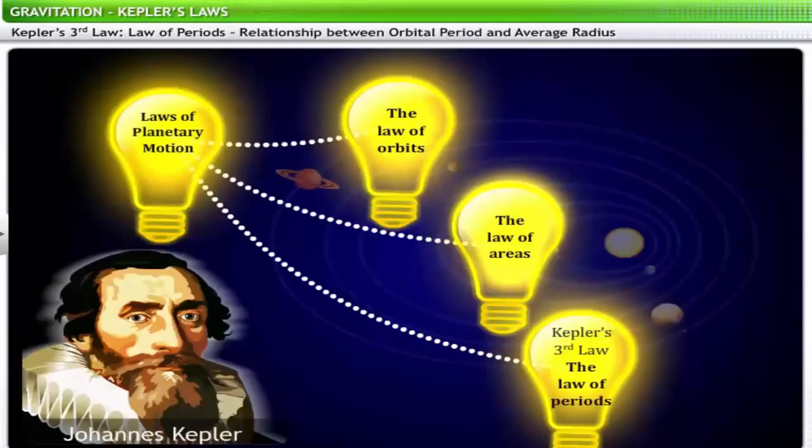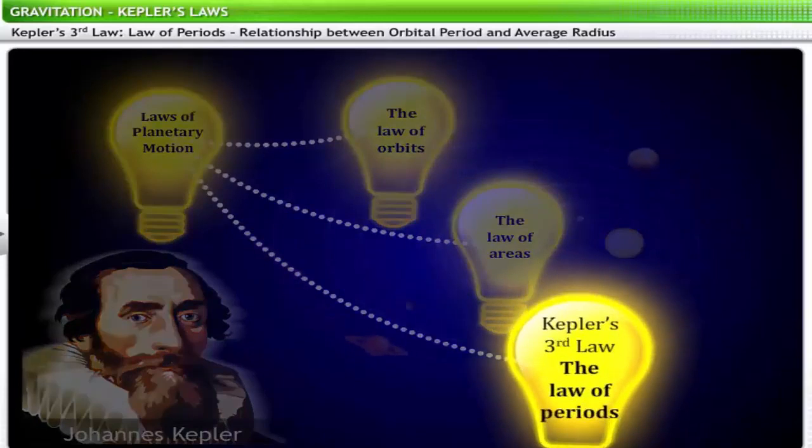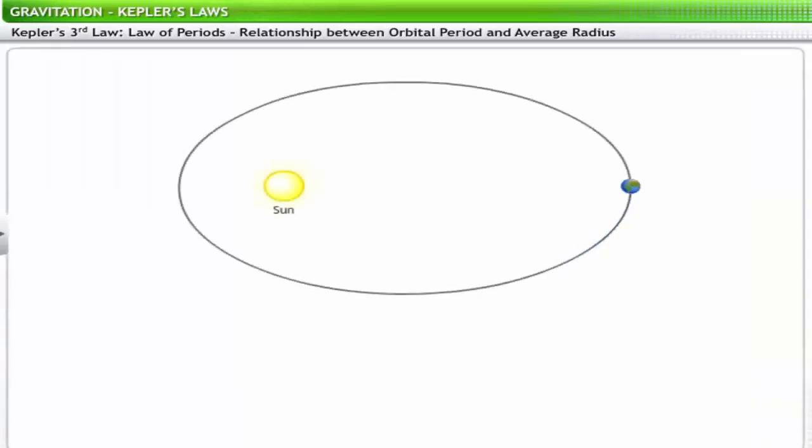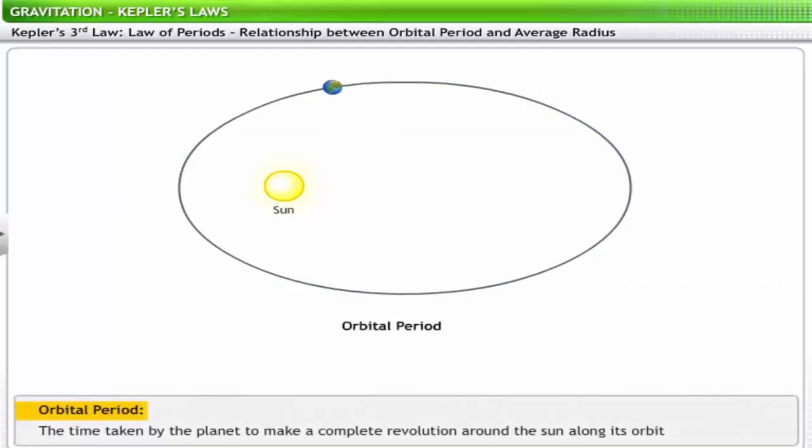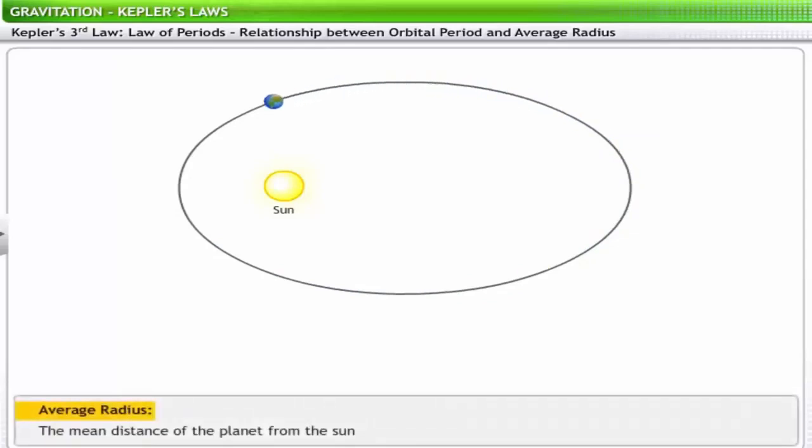Kepler's third law, the law of periods, defines the relationship between the orbital period of a planet and the average radius of its orbit. The orbital period of a planet, denoted by T, is the time taken by the planet to make a complete revolution around the Sun along its orbit. The average radius of the orbit of a planet is also the mean distance of the planet from the Sun.